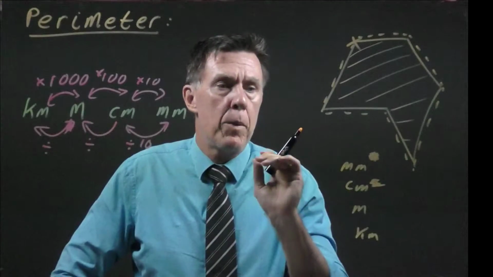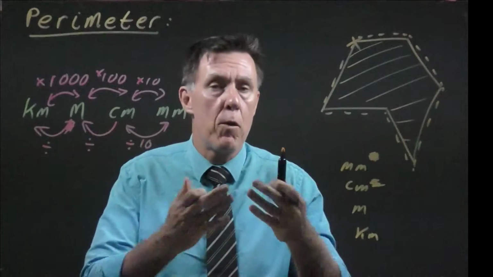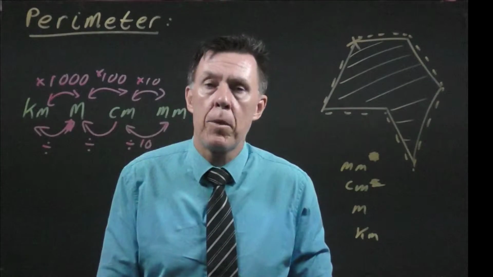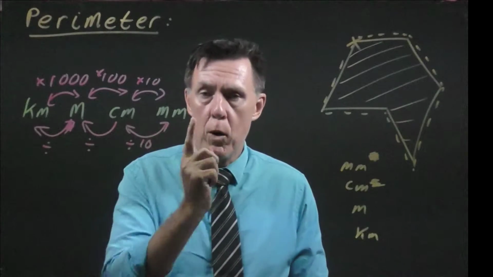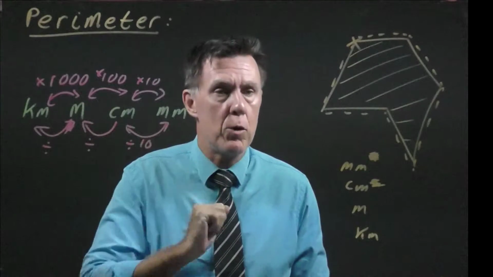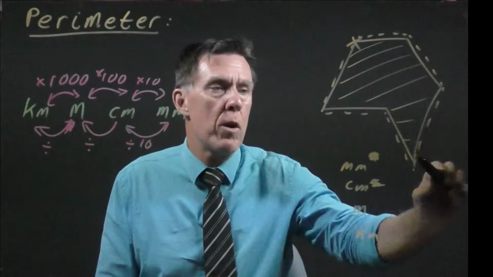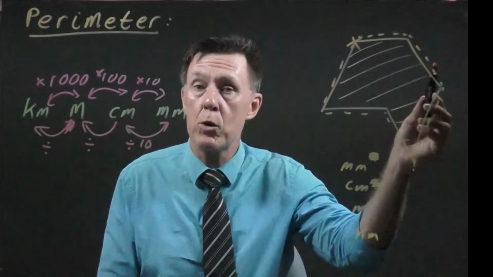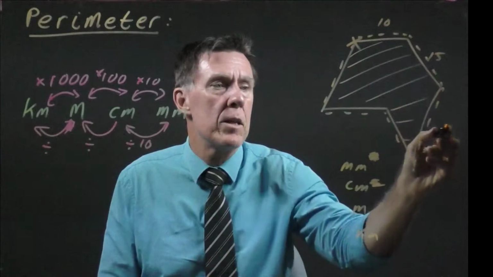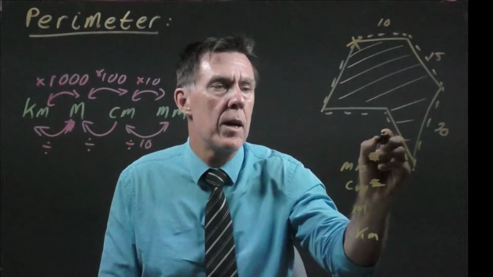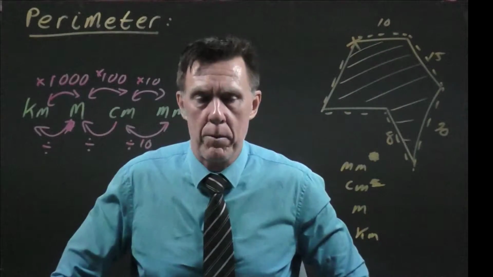People are always asking me, oh sir, what's the formula for the perimeter of this shape? Well, there is no need to memorize a formula for perimeter. There's only one perimeter formula that at the moment you need, and I'll show you that in a moment. As long as you've got a whole lot of straight lines, all you need to do is just add them up. If that was 10 centimeters, 15 centimeters, 20 centimeters, 8 centimeters, etc., you just add those numbers up and you have the perimeter.